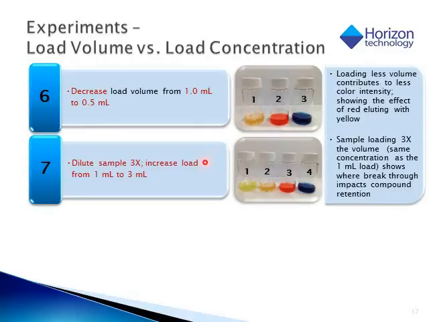So just to show an impact of increasing the load volume, here we're taking the same concentration, diluting the sample 3 times, and increasing the load from 1 milliliter to 3 milliliters. So essentially we have 3 times the loading volume, but the same concentration. Because there is so much load volume, it's too much for the sorbent to retain the compound. Because you're competing with the volume and the compound, you're going to receive some breakthrough.